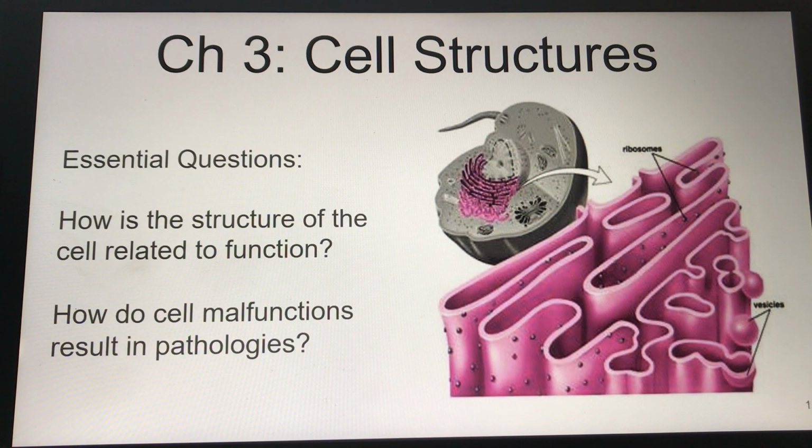In chapter 3, the focus is on cell structures, and the question is also asked, how is the structure of a cell related to its function? So of course, if you look at the individual parts in the cell, they're each going to have their own function. Also, we can look at how do cell malfunctions result in pathologies. So if something goes wrong with that functioning of the cell, what will be the result?